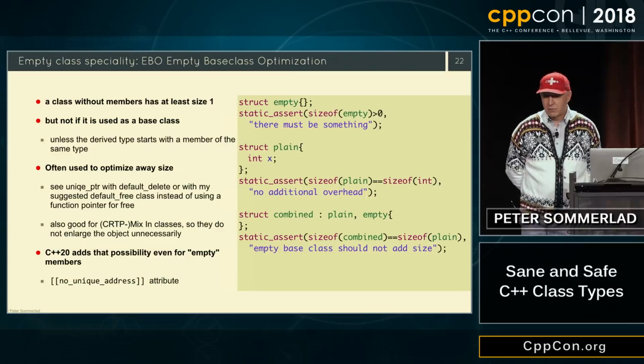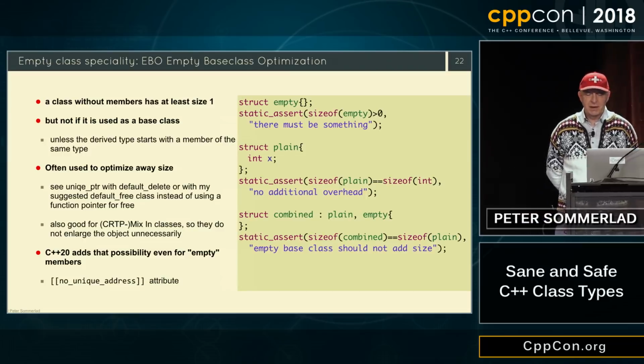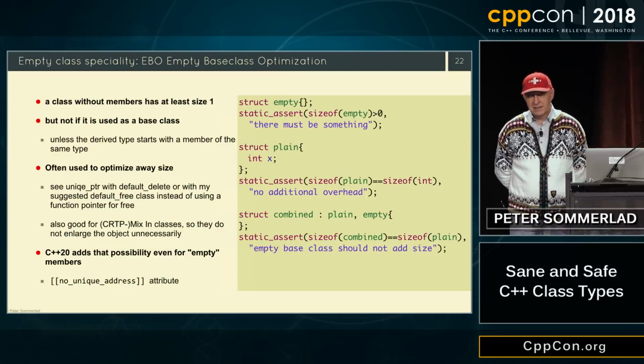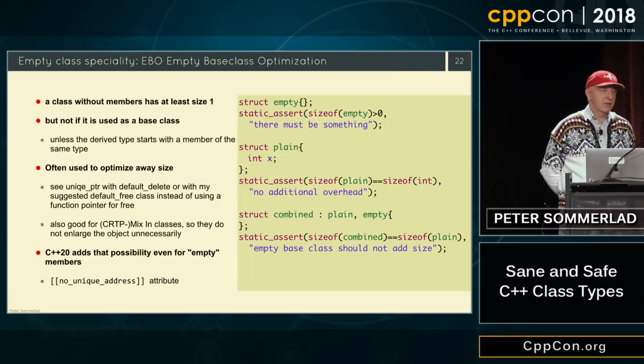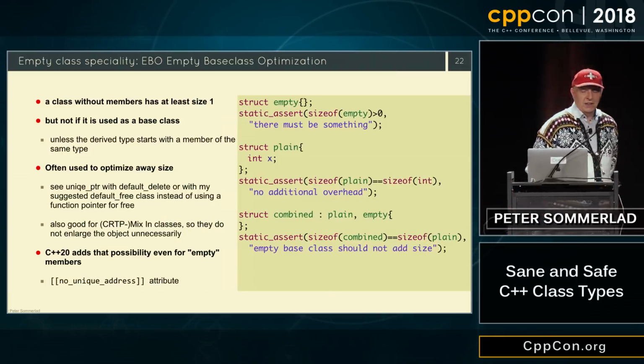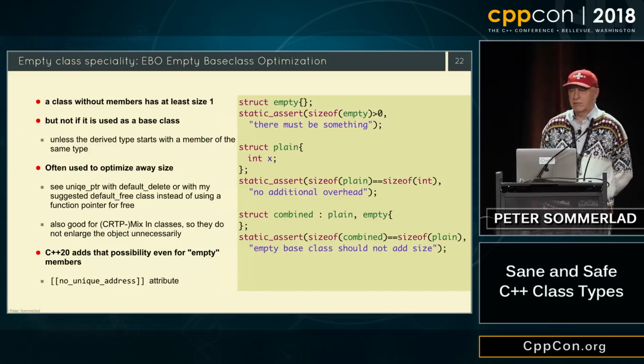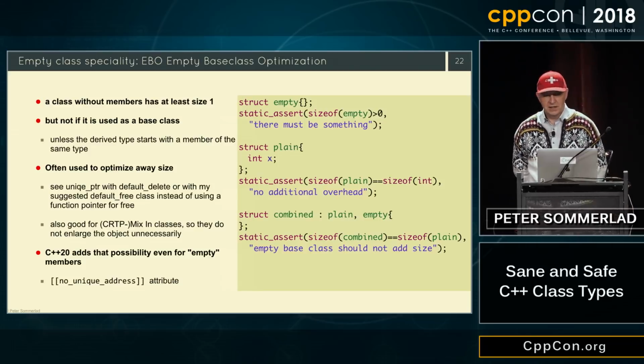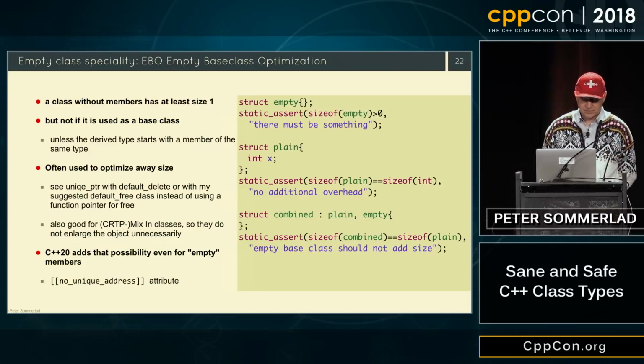And the thing is, if you combine something that has a data member with something that doesn't as base classes of a third class, then the third class is only as big as the one with the data member, like in this code example there.